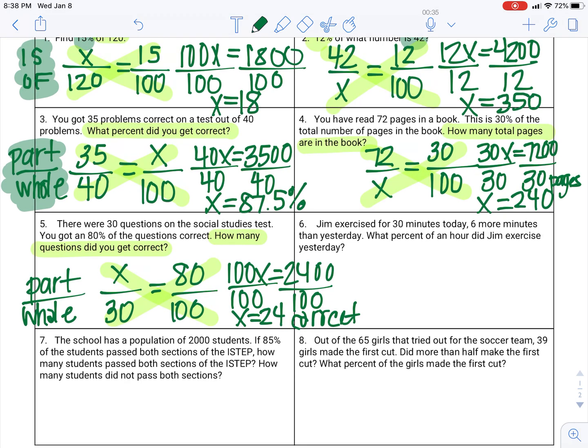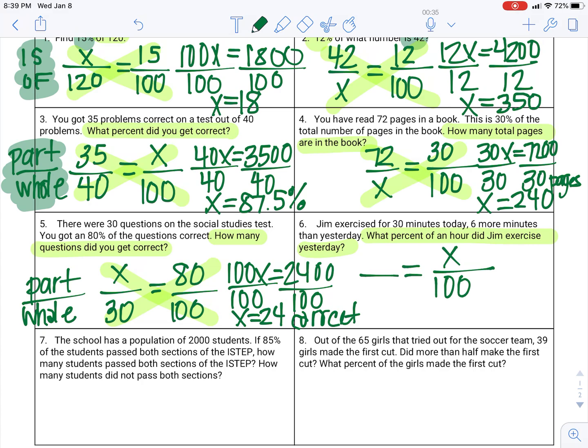All right, so Jim exercised 30 minutes a day, 6 more minutes than yesterday. What percent of an hour does Jim exercise? So this one's a little tricky, so we're going to focus on the question first. What percent of an hour does Jim exercise? So when we set this up, percent of an hour, so we don't know the percentage. So we know this has to be x over 100. Focus on the parts you know, because you don't really have to set these up in any certain order. But you do know the percent goes on the right-hand side. So the rest of it, we have to figure out the numbers that go on the top and the bottom of the left fraction.